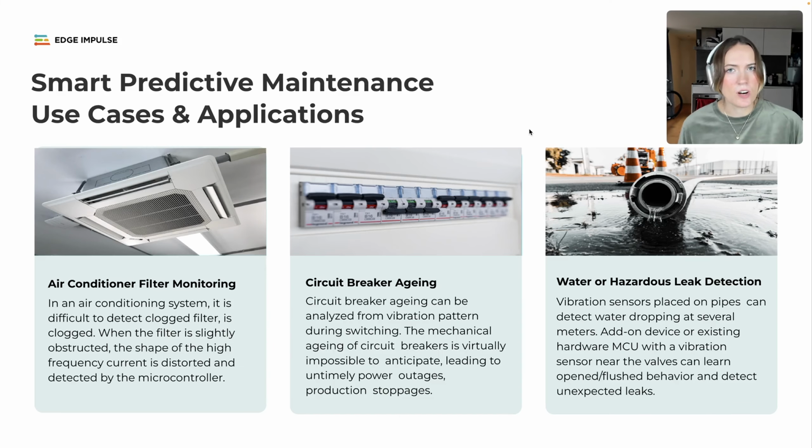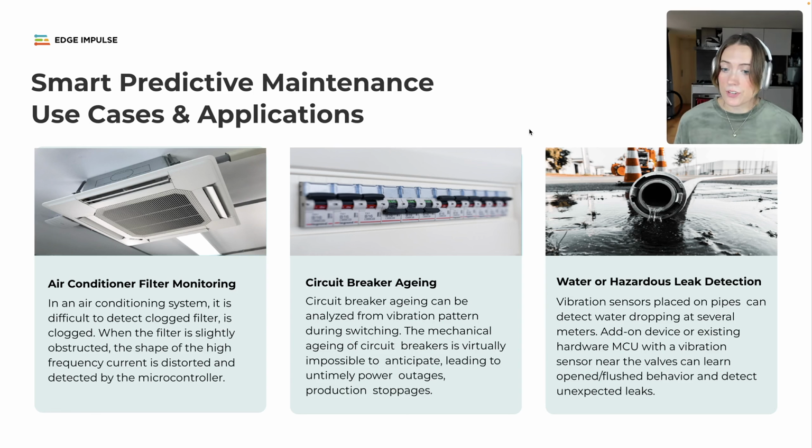So we have various smart predictive maintenance use cases here. We have air conditioner filter monitoring, sort of similar to the vibration use case that we'll go over in the Edge Impulse Studio demo today. But in this use case, when the filter is slightly obstructed, the device can detect the shape of the high frequency current that's distorted. And we can use our anomaly detection model to alert that on our microcontroller and tell our maintainers that this air filter is clogged.